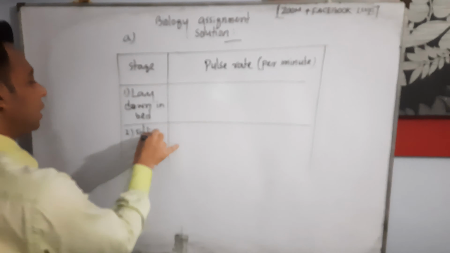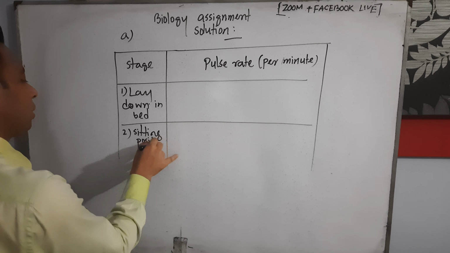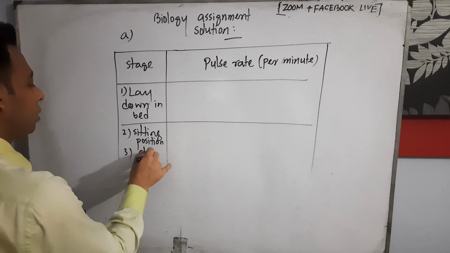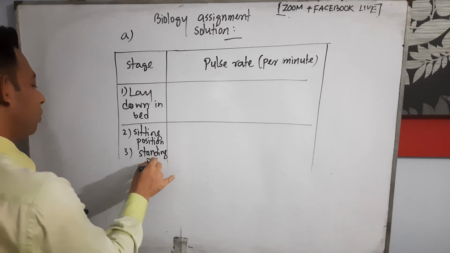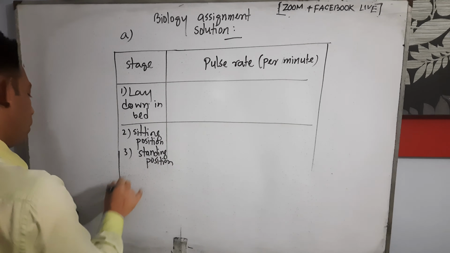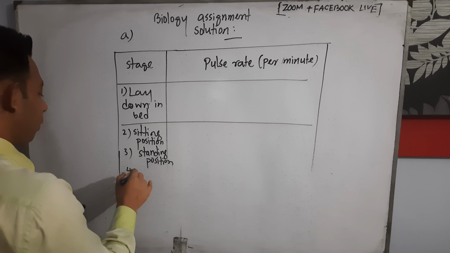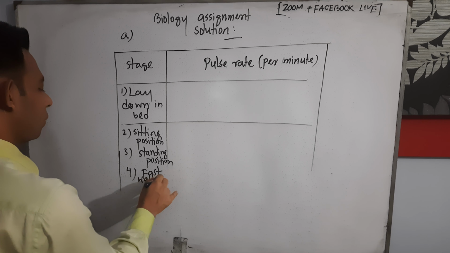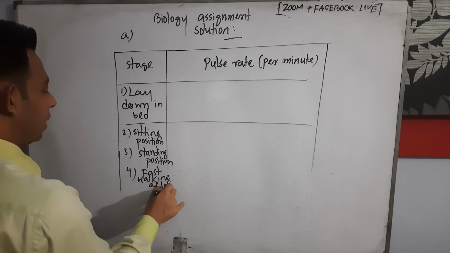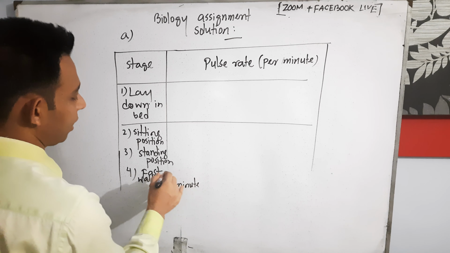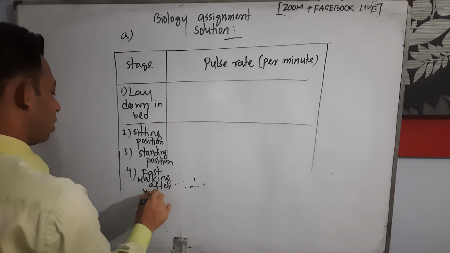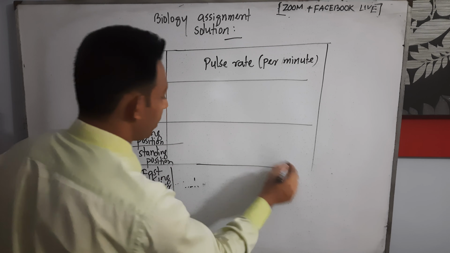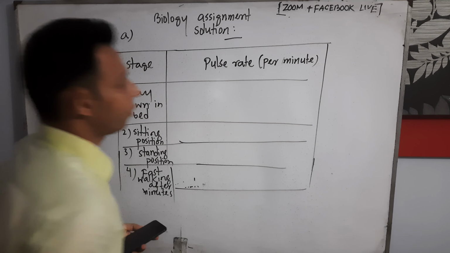Number three is the standing position, and number four is first walking after 5 minutes. Yes, this is the chart given in the assignment. You can write 5 minutes below in the chart. Yes, this is the assignment part, and the assignment chart must be drawn first.